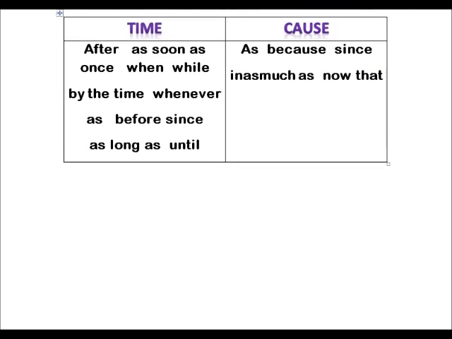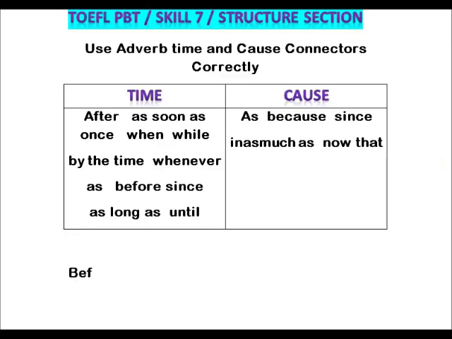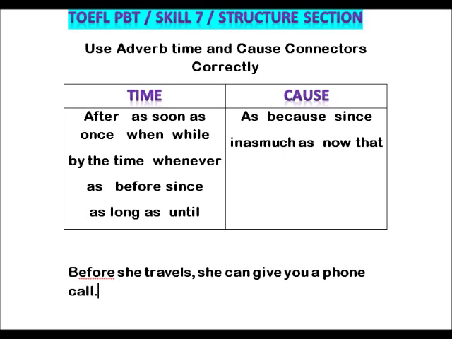One of the main features of the time and cause connectors is that they can be used in the very beginning of the sentence and they can be used also in the middle. Now let me give you this interesting example here. Before she travels, and then comma, she can give you a phone call. Now that's fantastic. Before she travels, she can give you a phone call.